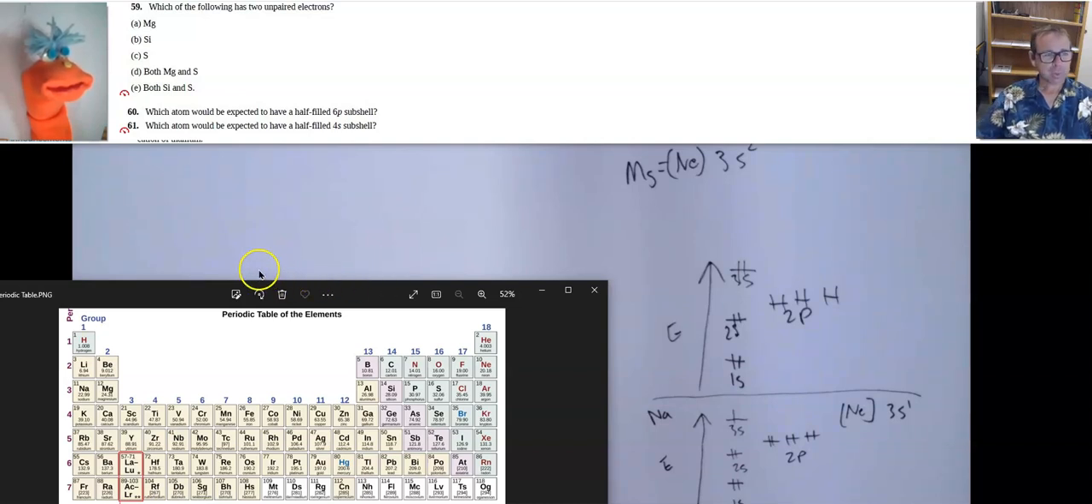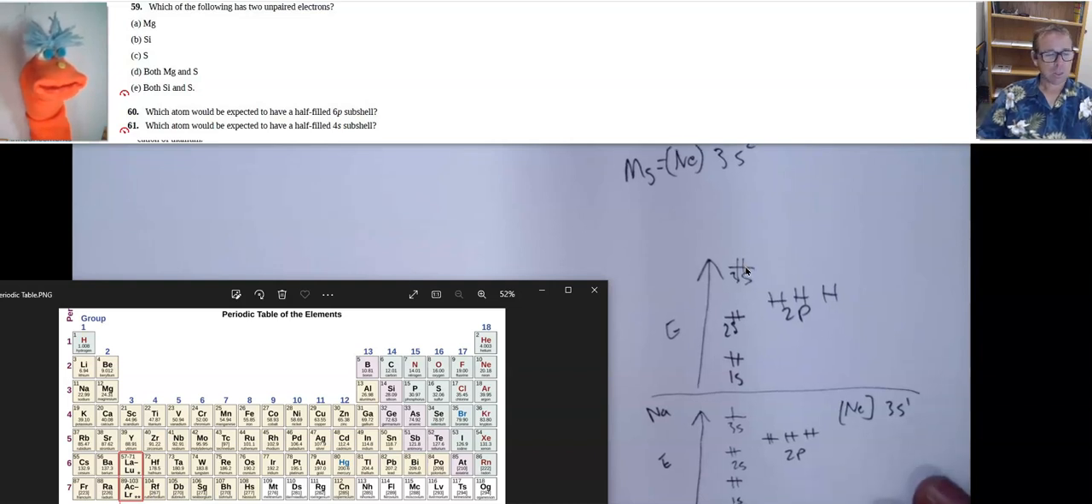Okay? Good. So which of the following has 2 unpaired electrons? Does magnesium? Well, all of these electrons are paired up in all their orbitals. So no, magnesium does not have 2 unpaired electrons. It doesn't even have 1 unpaired electron. Okay? But let's look at silicon.